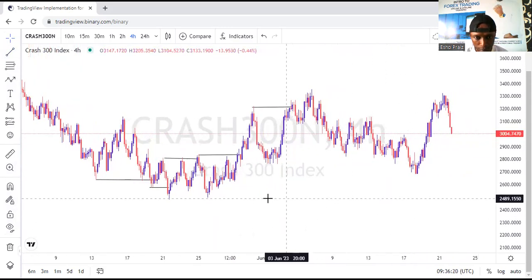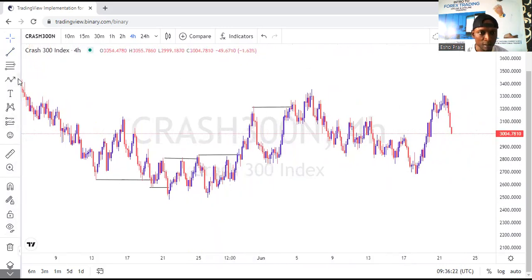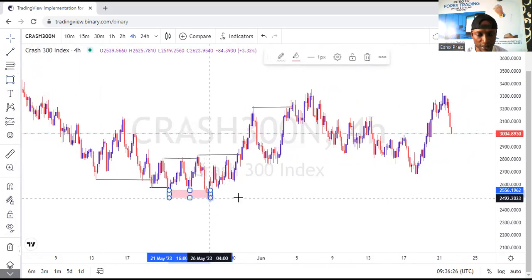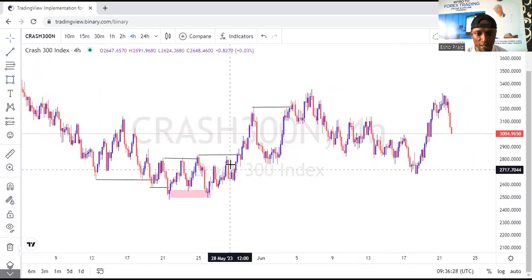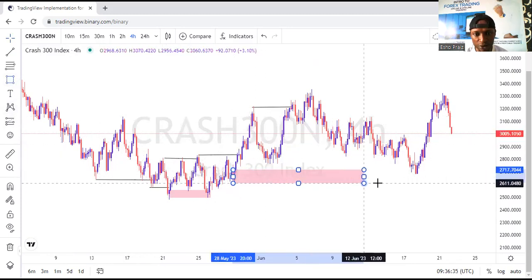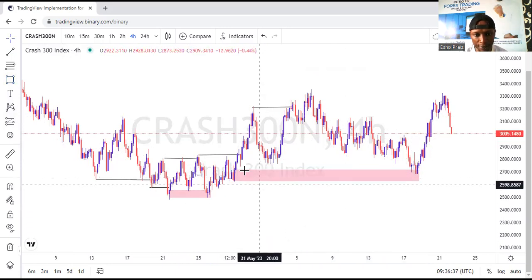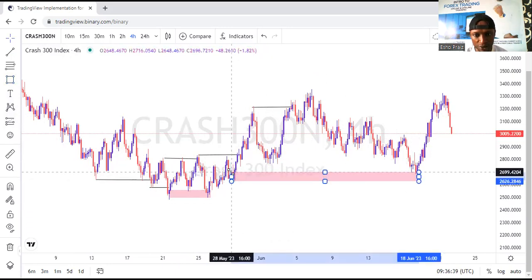So now the market mitigates this order block here. You can see the market mitigates this order block and starts buying. So where is the next order block that I choose? This is the next order block that I choose. This is 4 hours.